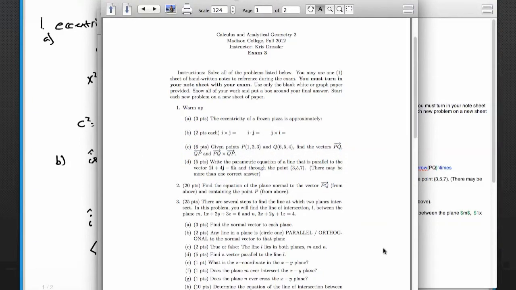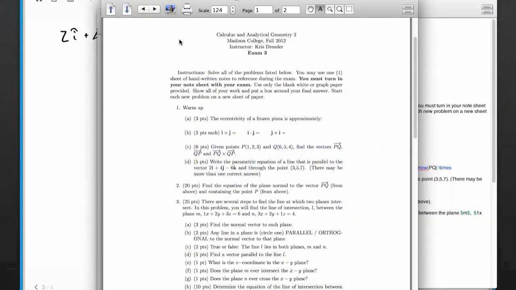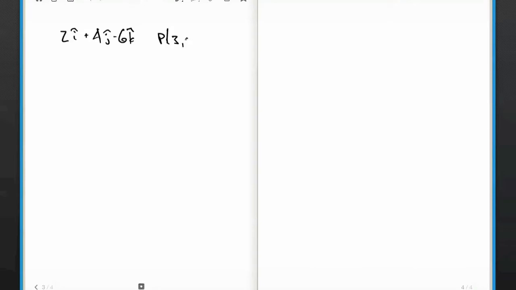So then D, the parametric equation for the line that is parallel to the vector 2i plus 4j minus 6k. So let's go to the next page. So 2i plus 4j minus 6k, and then the point is 3, 5, 7. And there's a number of ways to do this, and this is part D.